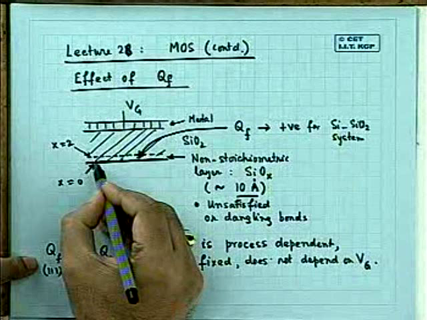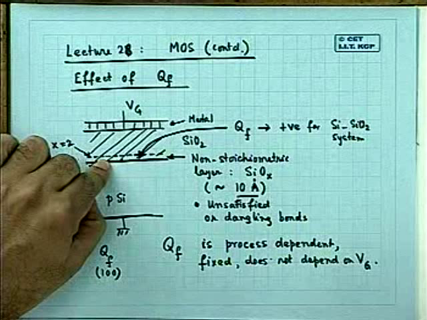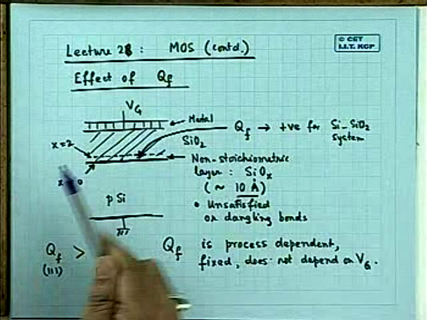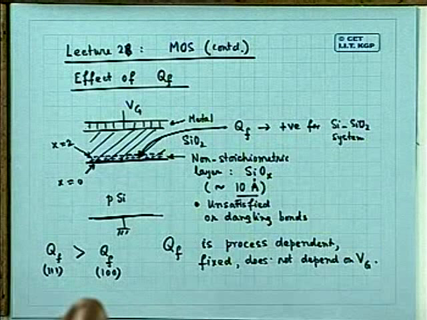Now, because of the positive charge at the interface, 10 angstrom thickness means practically it is at the interface, since 10 angstrom is really very, very thin compared to the gate oxide thickness. So practically this is the interface. At the interface, we have a good number of positive charges which are immobile, static, and constant in nature, and do not depend on the applied voltage. This is my QF.